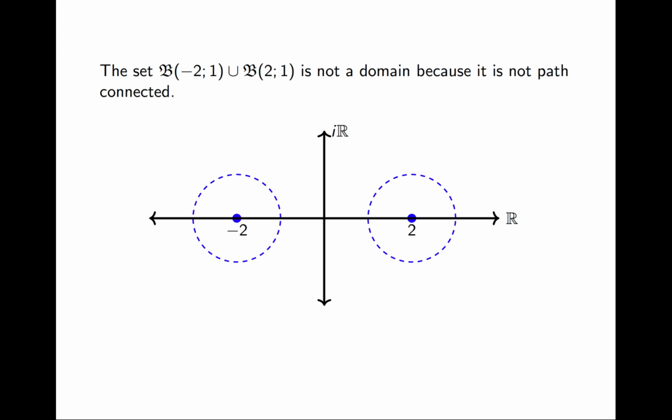Look at the union of the two balls here. I have the ball centered at -2 of radius 1, and the ball centered at +2 of radius 1. These balls are open, so their union is open, but this union is not a domain because it's not path connected. Say I start out with a point in the ball centered at -2, and I have another point in the ball centered at +2. No matter what path I might try to draw connecting those two points, I'm going to have to leave one ball, go out into the rest of the complex plane before I can go back into the other ball. So this set is not path connected.